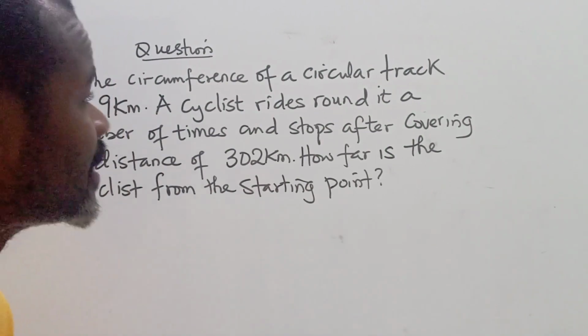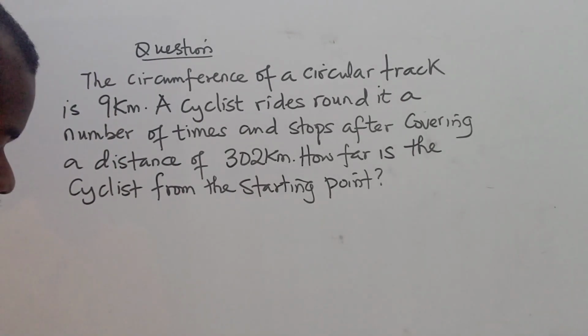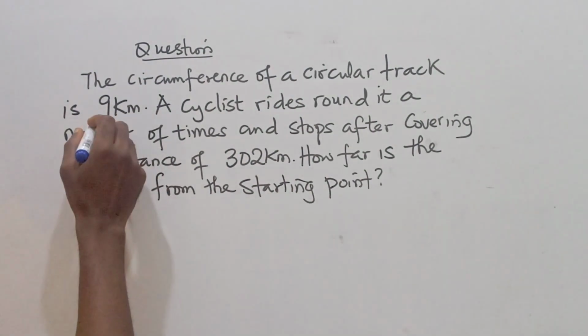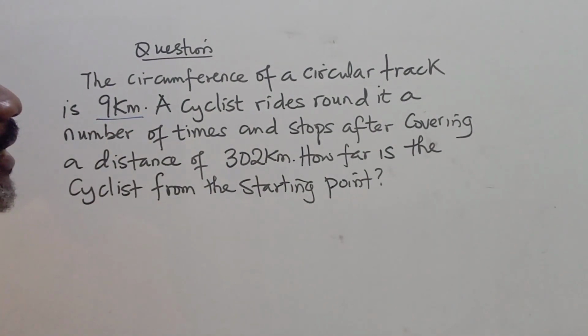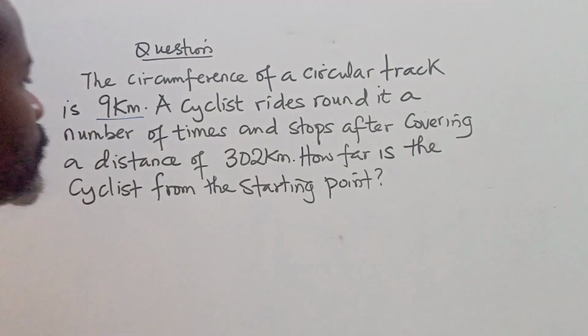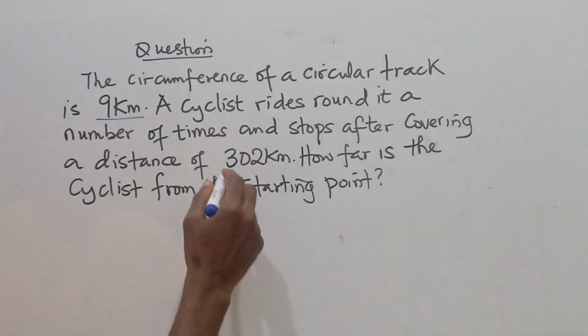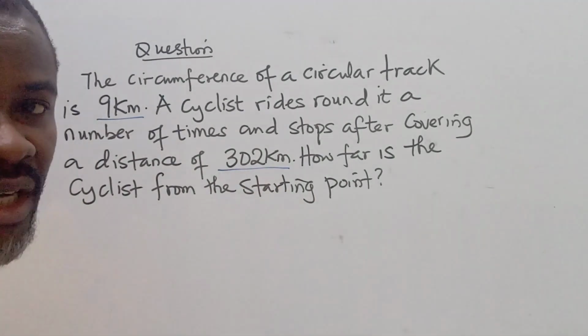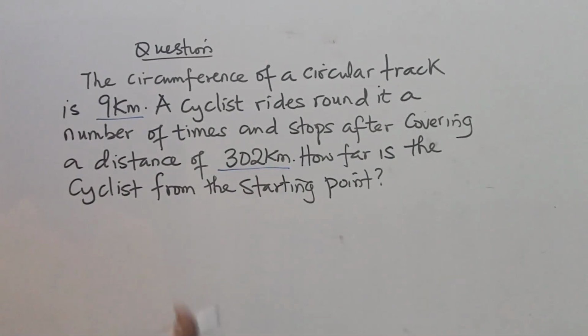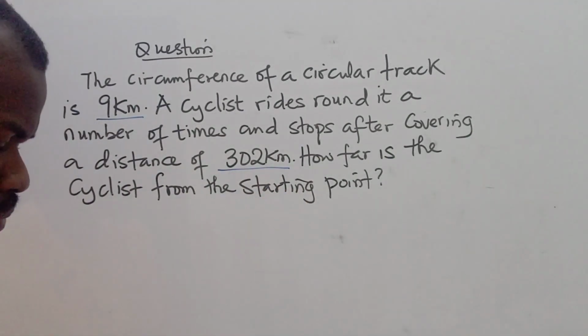Okay, so the question says the circumference of a circular track is 9 kilometers. A cyclist rides round it a number of times and stops after covering the distance of 302 kilometers. How far is the cyclist from the starting point?